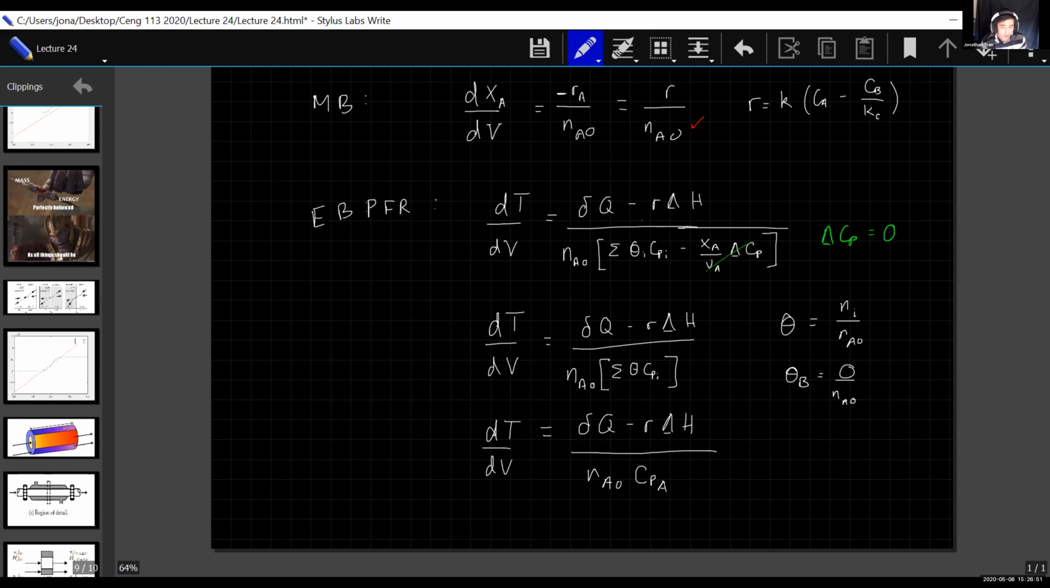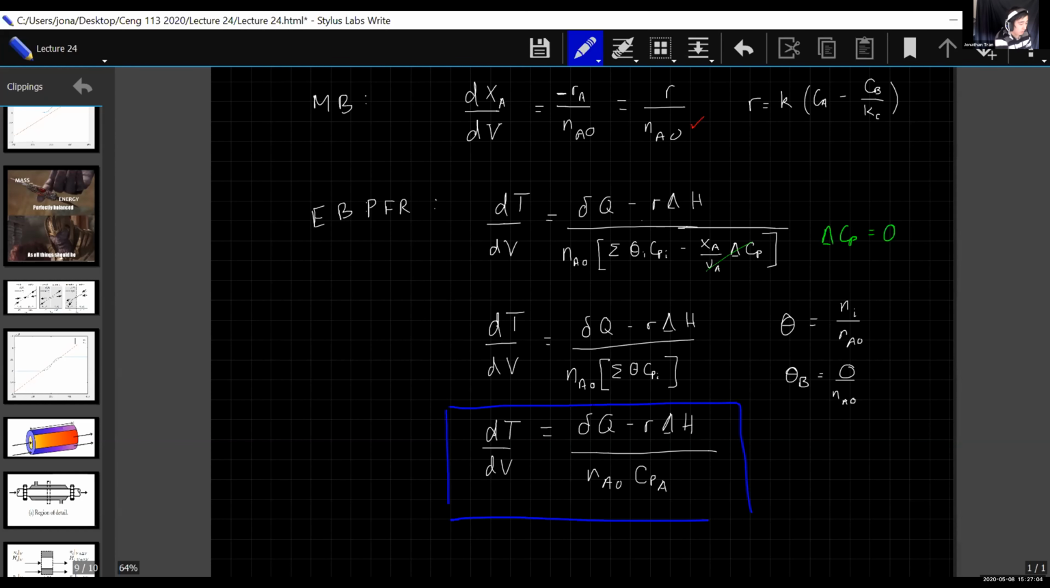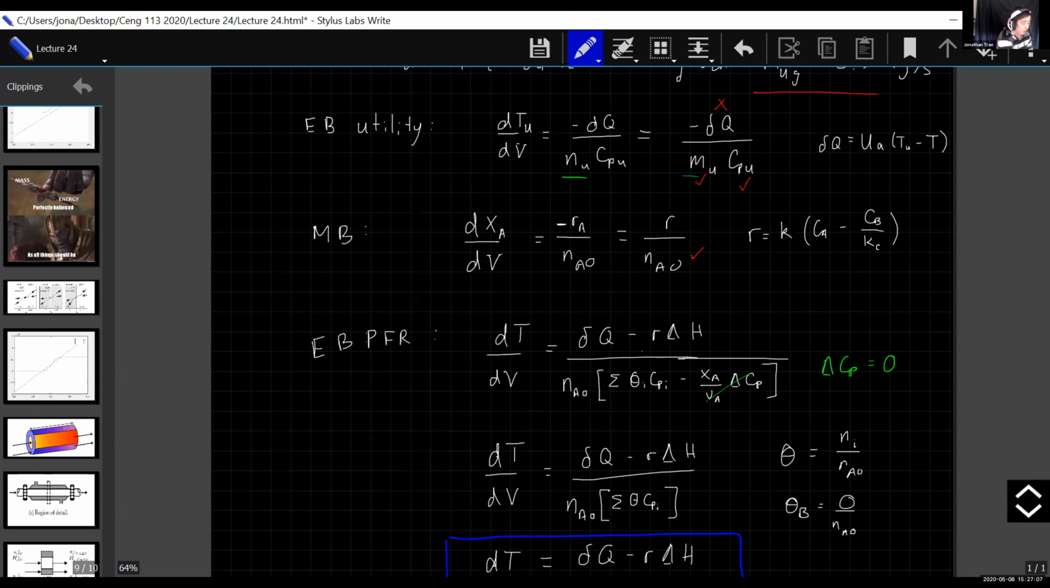Okay, so looking at everything we have here, we have our expression for the energy balance of the PFR. We have our expression for the material balance of the PFR. And we have our expression for the energy balance of the utility. And each of these is going to be used in the MATLAB code I'm about to do.